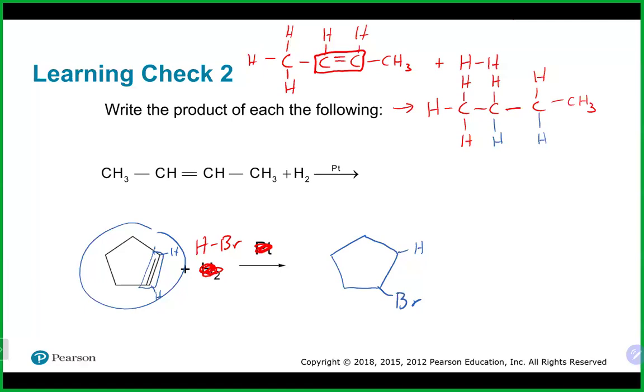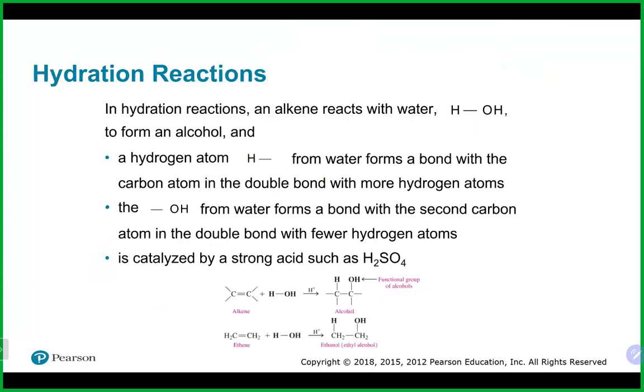You could have also done it the other way, because in this particular case, all you have to do is turn the ring and then it'll be the other one that you drew. Any questions on that one there? Okay. And like I said, in this case, you could have put the Br there and the H there, perfectly fine. All right. So obviously we also talked about the hydration reaction and it works the same way. Again, we're going to make our alcohols. I think we kind of did that one.